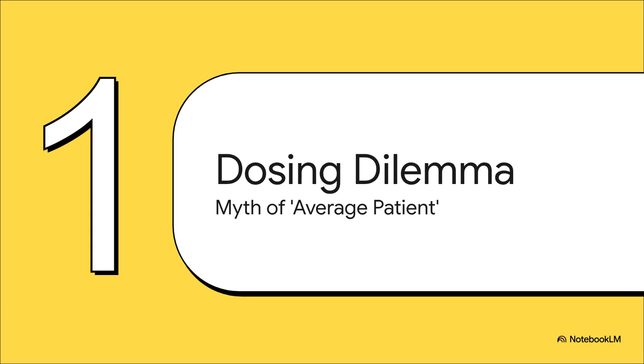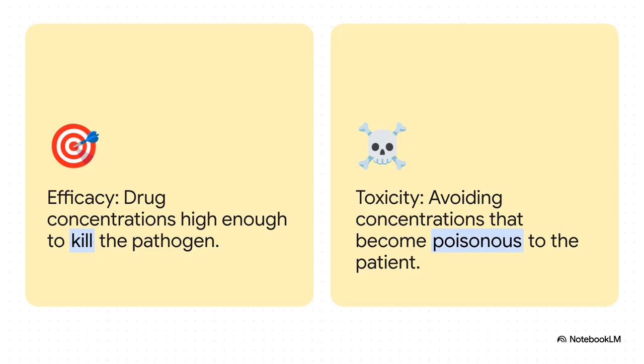You see, so many standard dosing regimens are built around this idea of an average patient. But here's the thing. In the real world of clinical practice, that average patient is a ghost. They just don't exist. Every single time we write a prescription for an antimicrobial, we are performing a high-wire balancing act. On one side, you've got efficacy. You absolutely need the drug concentration high enough to kill the bug. But on the other side, there's toxicity. You have to avoid drug levels that poison your patient, causing things like kidney failure or hearing loss. It is a constant, delicate trade-off.